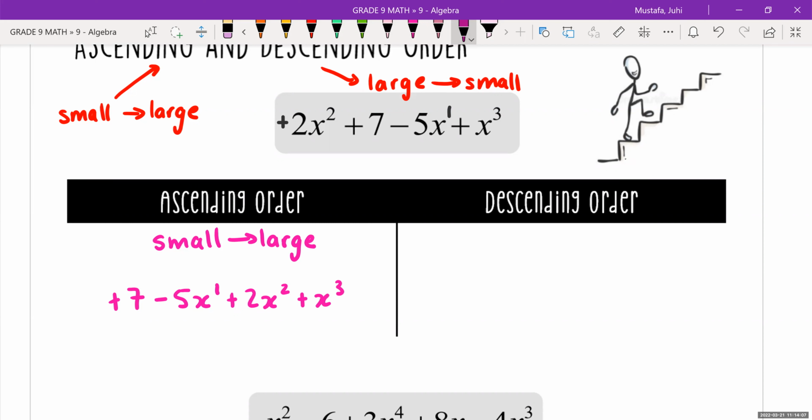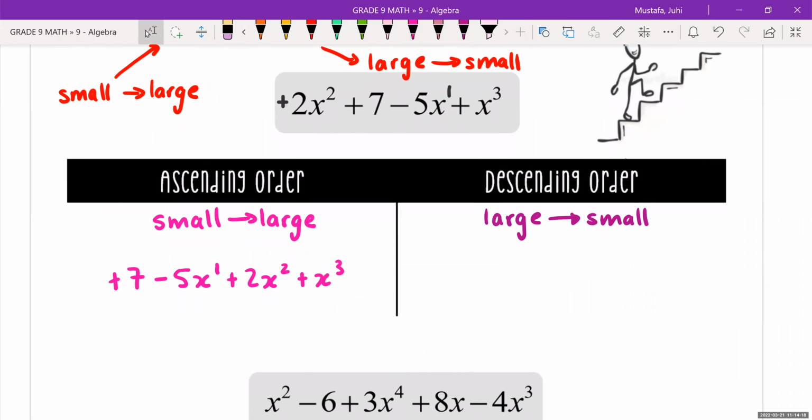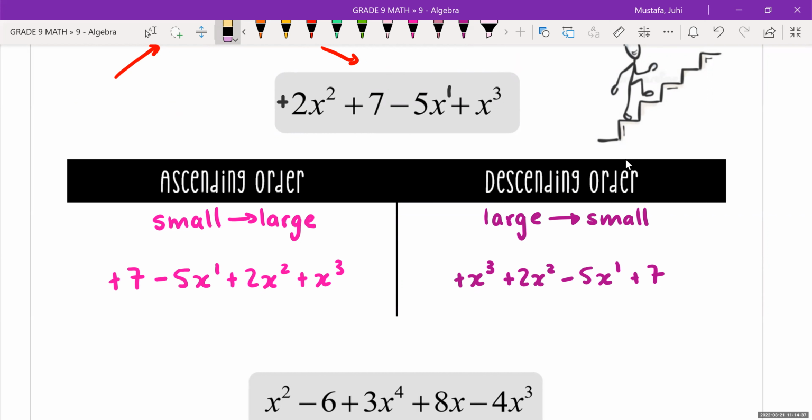Let's do the same thing in descending order. So remember, descending order means we're going from the largest degree to the smallest degree. And look, when you've already done the question, what do you have to do now? You just have to write it backwards. So you're going to start with positive x to the power of 3. You don't need to write the positive sign. Plus 2x to the power of 2 minus 5x to the power of 1 plus 7. Okay, so it becomes really easy if you've already done one of them to do the next.